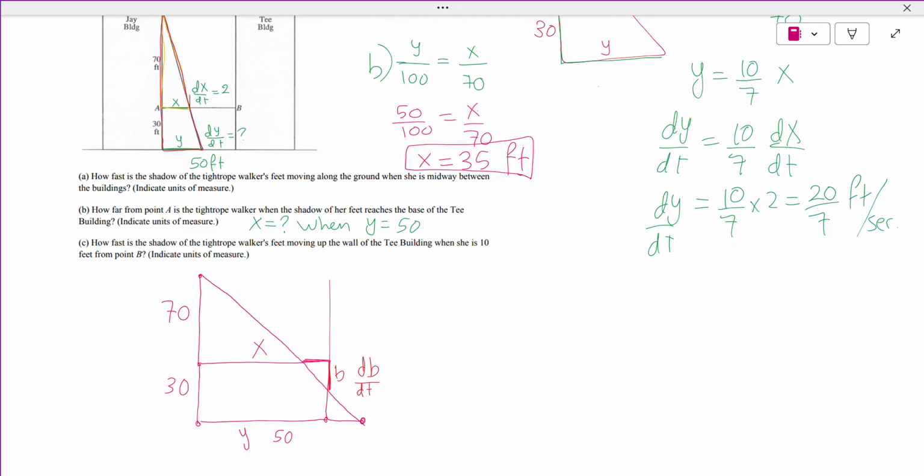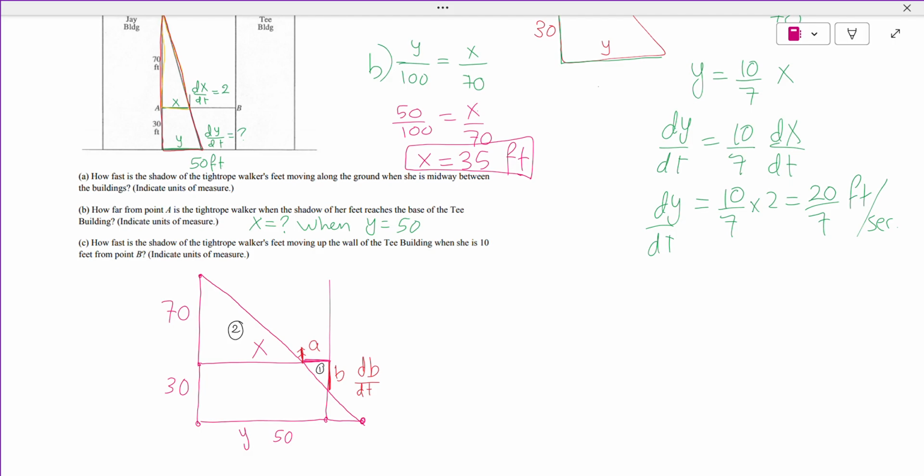Now let's name this one A, okay? And we need to find this dB over dt when A is equal to 10, because the walker will be here, okay? We need to find that when A is equal to 10, when the walker is 10 feet from point B. So we can set up a proportion now. If you look at those two triangles, let me name this one triangle 1 and this one triangle 2. Let's set up a proportion.